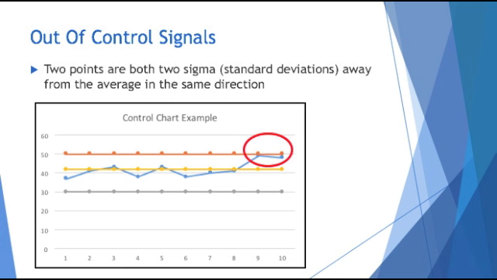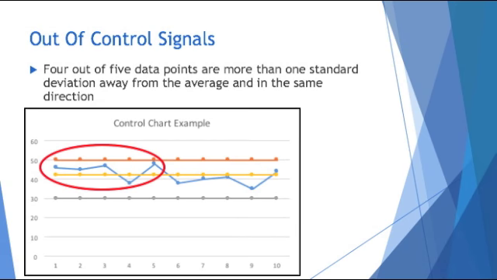Another sign that your process might be out of control is that you have 2 points that are both 2 sigma, which is standard deviations, away from the average in the same direction. Now, for my simple example, I only plotted 3 sigma away. But a more in-depth control chart would have lines at 1 sigma, 2 sigma, and 3 sigma. But my example is similar to how it would look. See how both of those points are very close to 3 sigma away? This could indicate your process is going to be out of control soon.